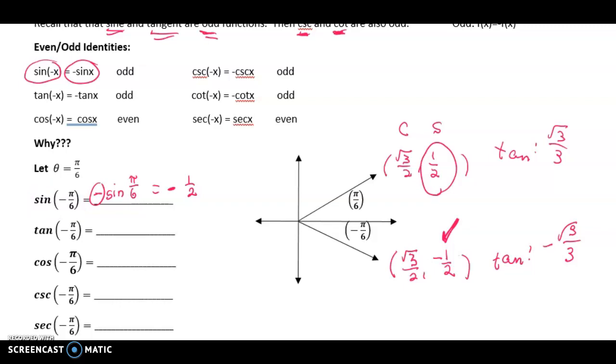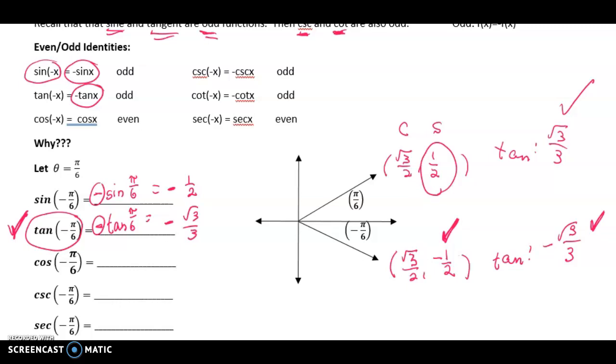Okay, let's try tangent. So we're trying to find the tangent of negative pi over 6. Let's use the formula. It says that we should be able to bring the negative in front of tangent and find the tangent of positive pi over 6. So the tangent of positive pi over 6 is the square root of 3 over 3. And if it's negative, I get negative square root of 3 over 3. So if you look, what is the tangent of negative pi over 6? It is negative square root of 3 over 3.